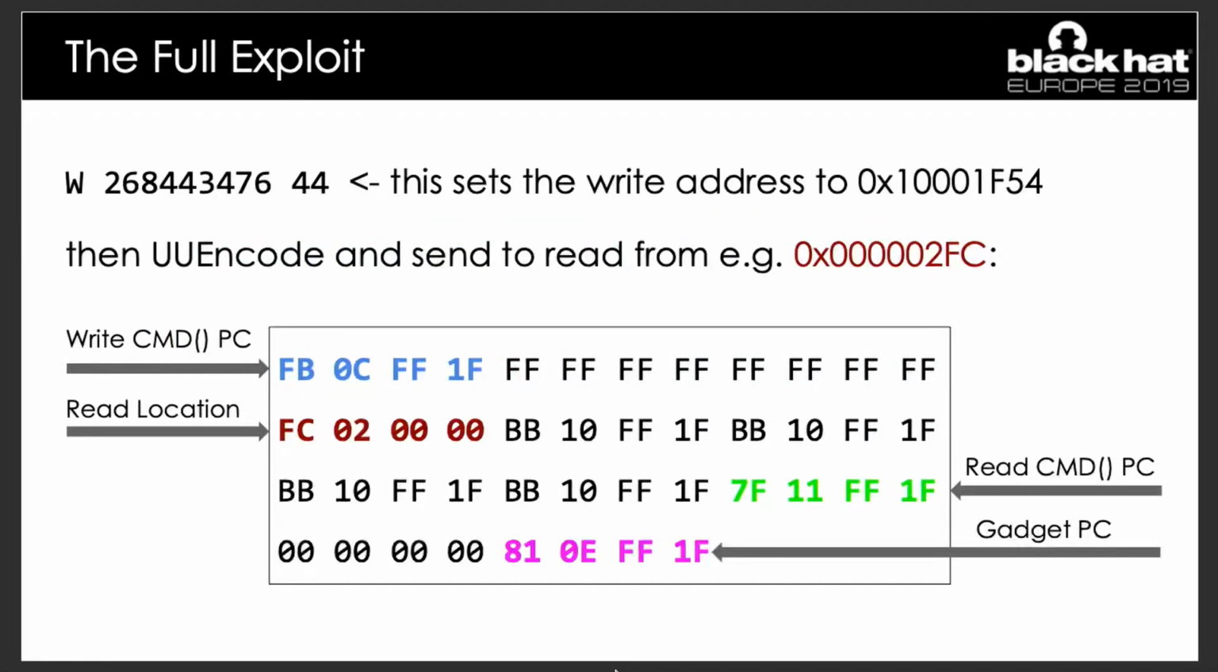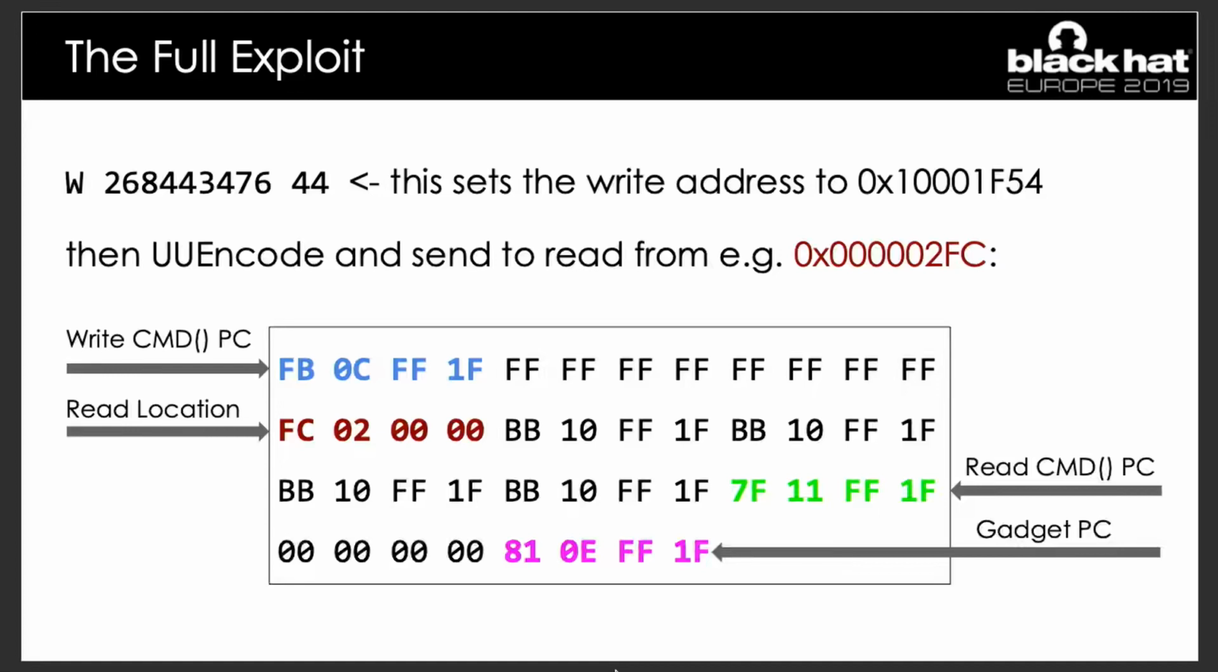Here is how the write command looks. We tell it write W and 26 blah blah blah something. This is the decimal representation of the address 1F54. And 44 is the number of bytes that we are willing to write. So we tell it, start writing from F54, and starting from that address, write 44 bytes.